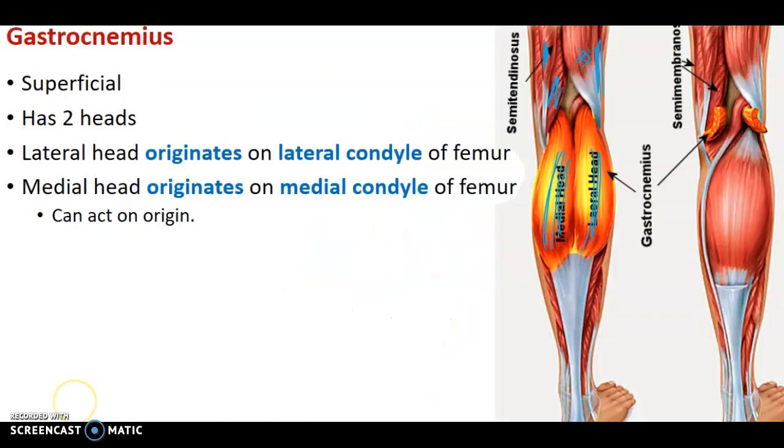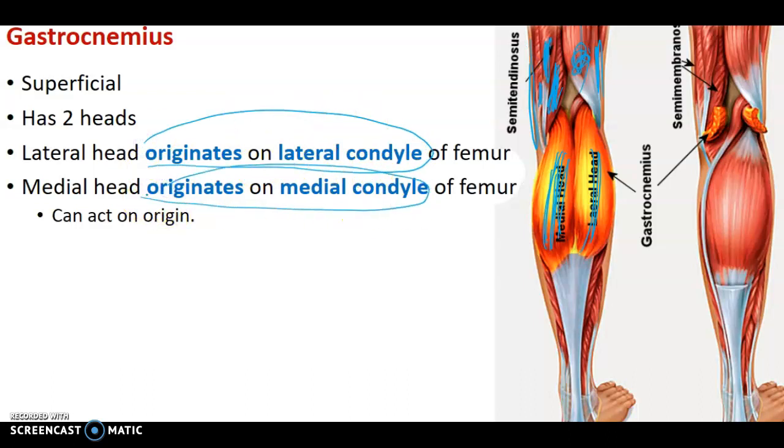So here is our calf. Here is the lateral head. Here's the medial head. How do I know it's medial and lateral? That is the biceps femoris. That is the semitendinosus. That is the semimembranosus. The gracilis is right there. So the lateral head originates on the lateral condyle. The medial head on the medial condyle.